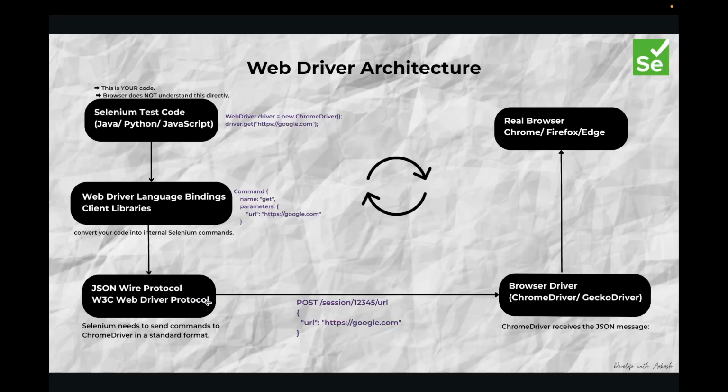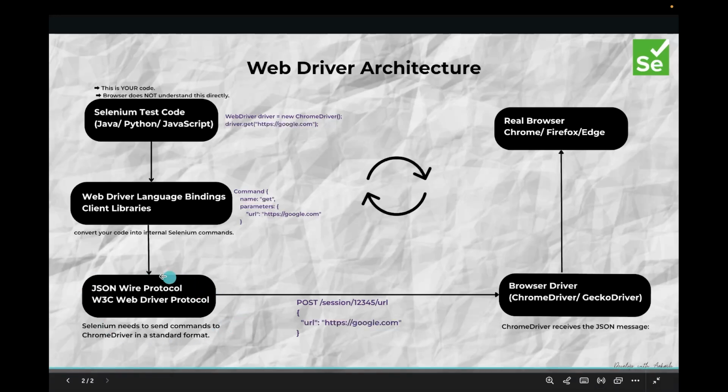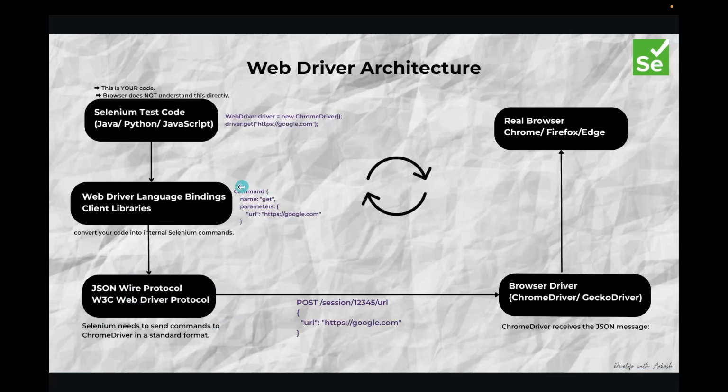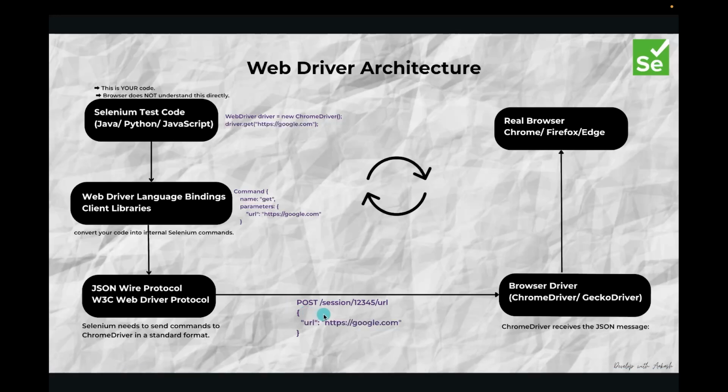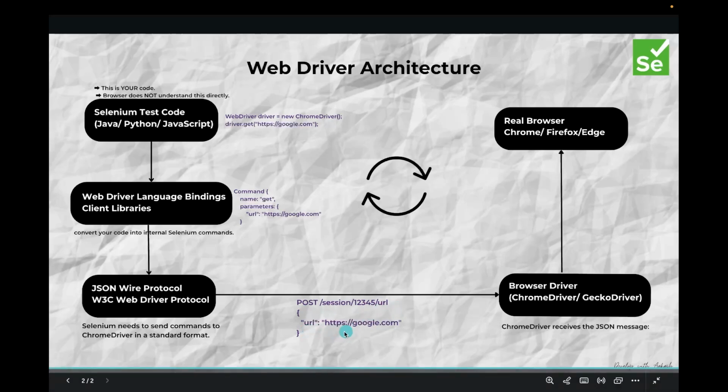It is just a protocol. What is a protocol? A protocol is just a way, just a formula of converting something to something else. So it is just a protocol or formula which is converting this particular internal Selenium command into this type of JSON format. If you see the JSON format, you will see that we have a POST session, and then your URL will be there, and this URL will be passed as a string inside this JSON. So what happened?